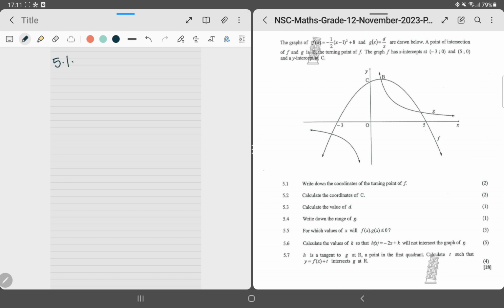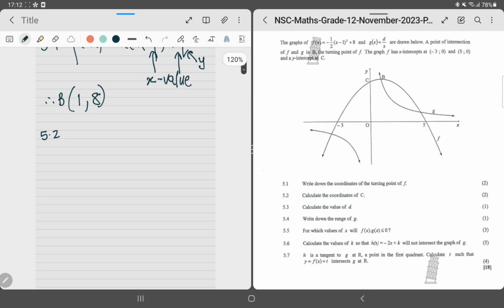5.1. Whenever you have a parabola that is given in this form, these two will give you the coordinates of the turning point. This will give you the x value, and that will give you the y value. So in this instance, B is the turning point of f, and x is going to be 1, and then the y is going to be an 8.